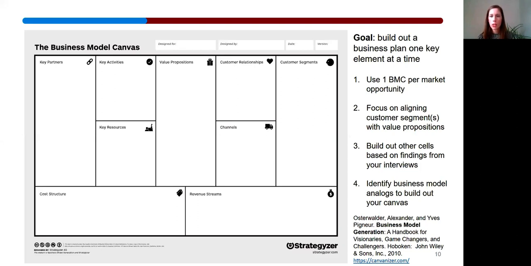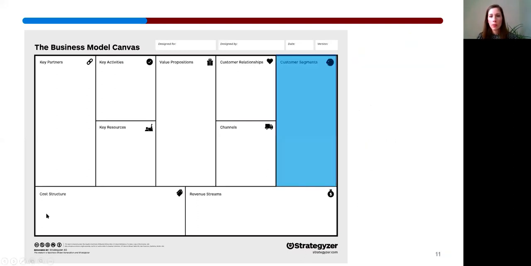So the information about this doesn't just come from your customers. I want to be clear about that. It comes from many other places. Again, this is a tool to capture those early ideas. So let's first start by focusing on our customer segment cell.